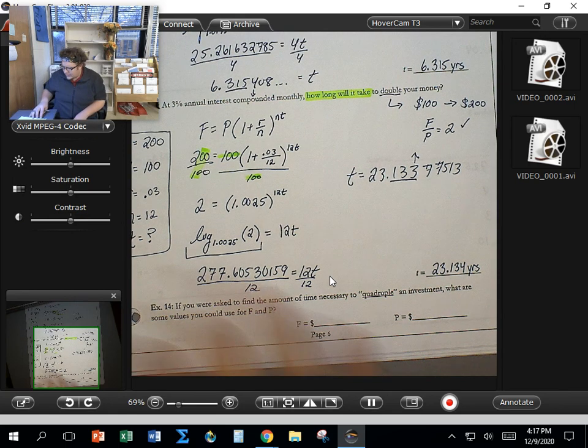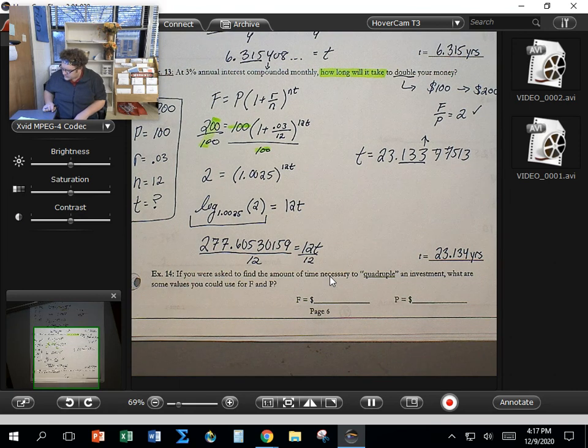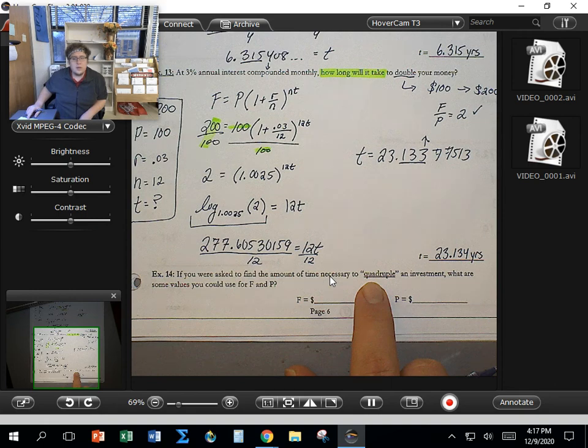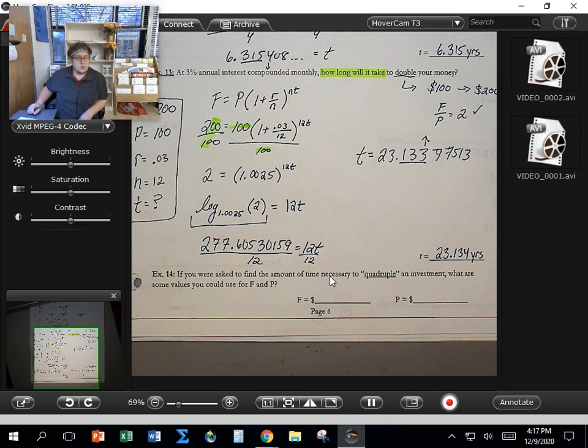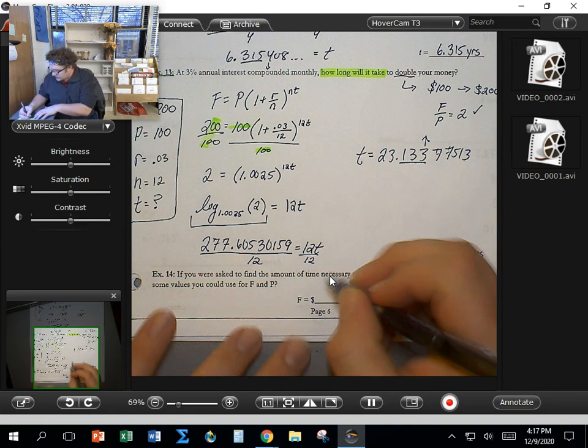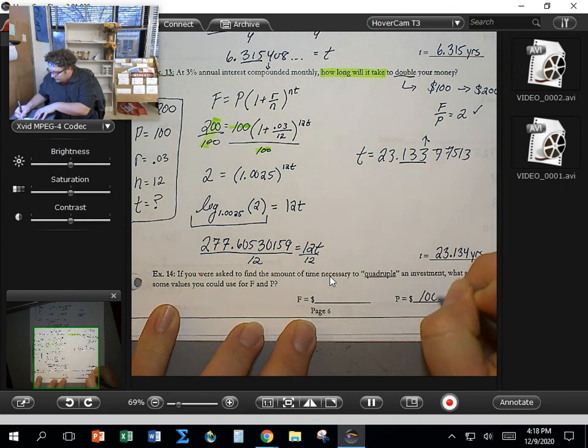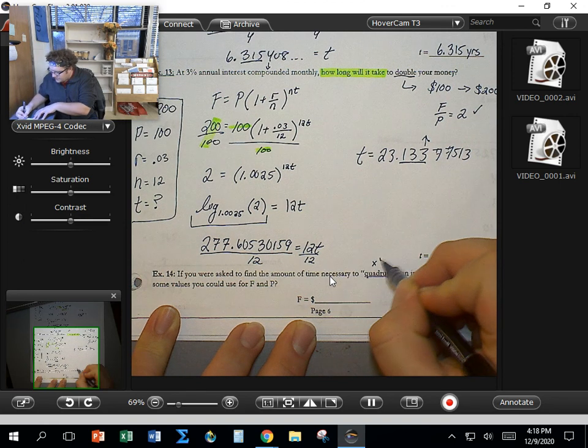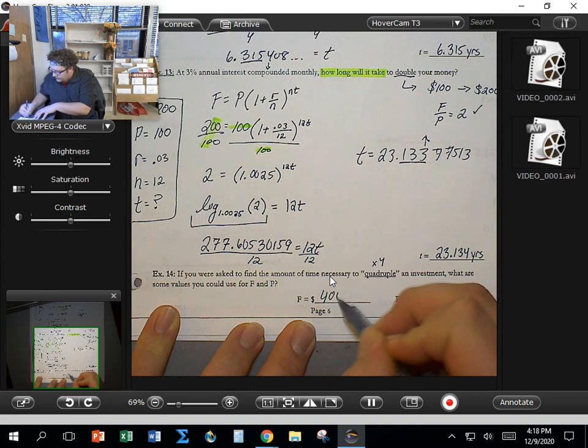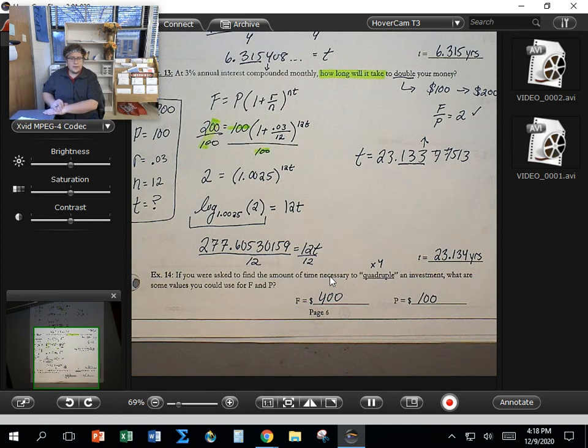Okay. I'm noticing example 14 is really small. It says, if you were asked to find the amount of time necessary to quadruple an investment, what are some values you could use for F and P? I'm just going to go back to my $100 investment. Quadruple means times 4, so you could use $400 there. Okay, so that's how you want to fill in example 14.